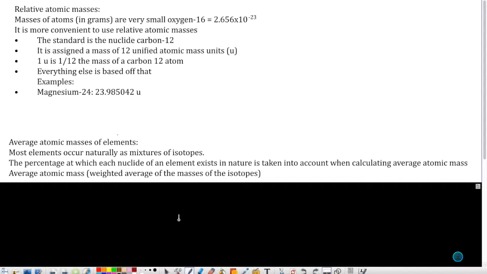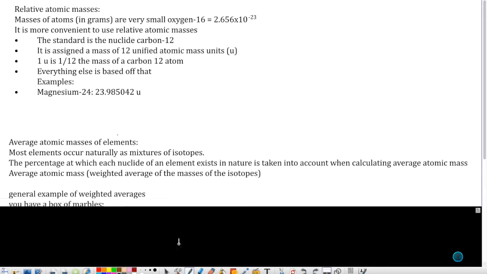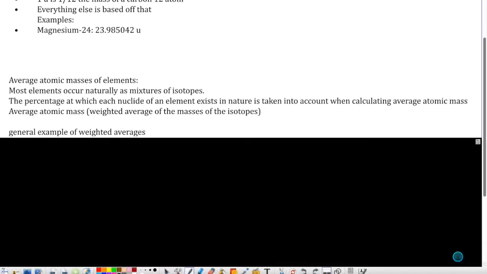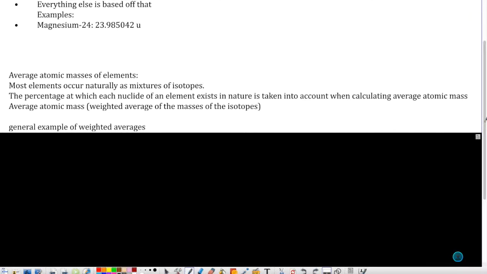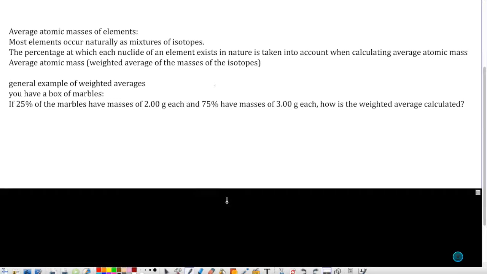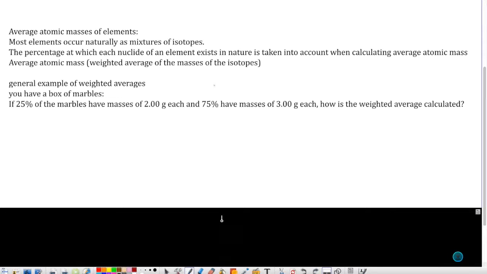So I'm going to take this out of science, because there are lots of examples where we use weighted averages in everyday life. For example, your grade in this class is a weighted average. Think about a box of marbles. This is a very concrete example that you can keep in mind, and you should know how to figure this out because you did stuff like this in 7th grade, 8th grade.